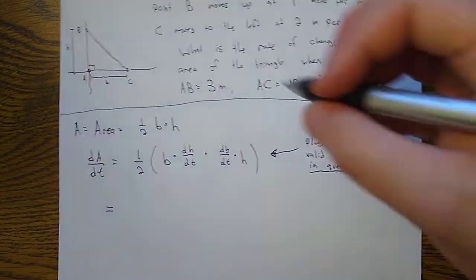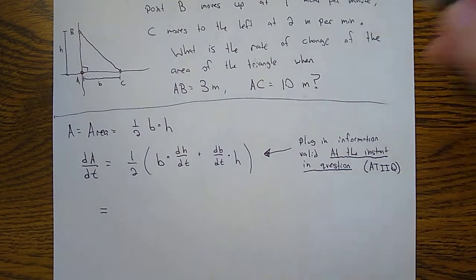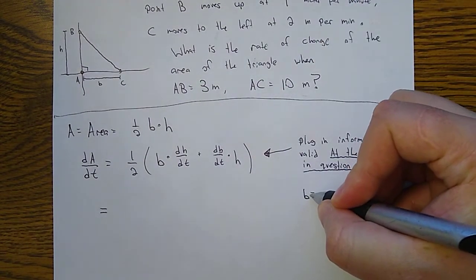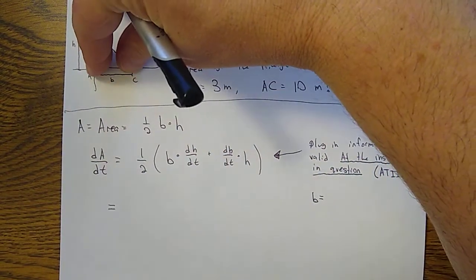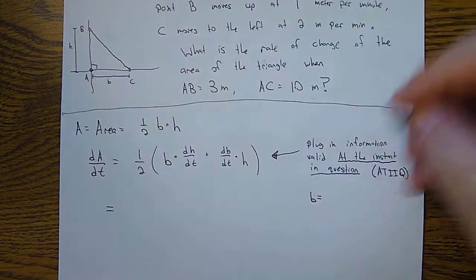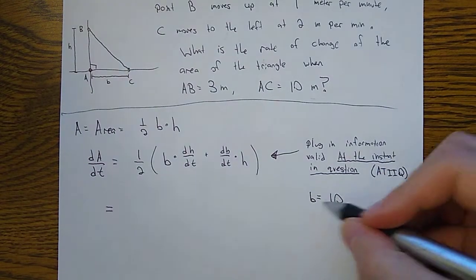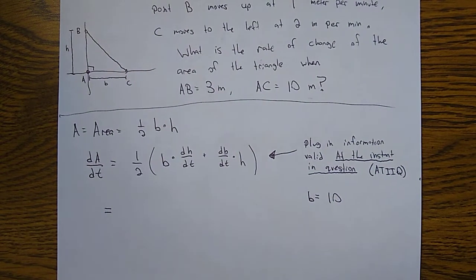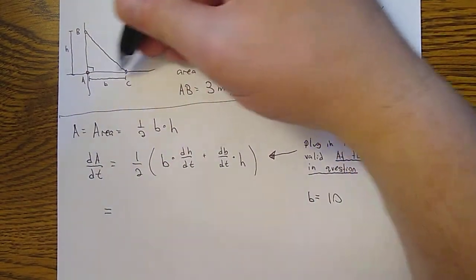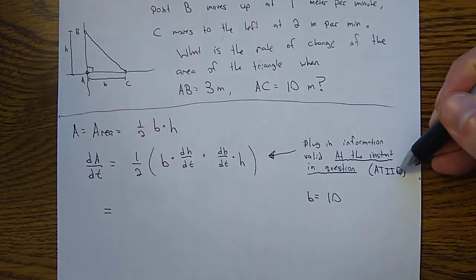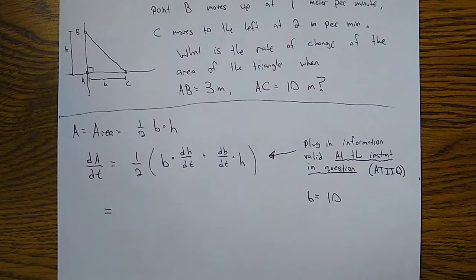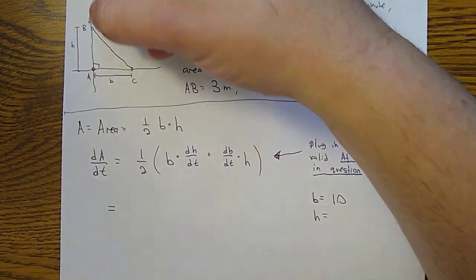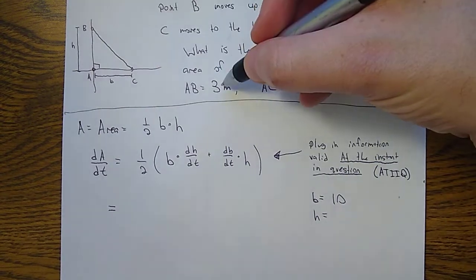So actually, I won't do this all at once. I'll collect my information. Well, little b, that's also AC, so that would be 10, at least at the instant in question. And keep in mind, once again, b is changing in this problem, but at the instant in question, it's 10. h, at the instant in question, that's the distance from A to B, so that would be 3.